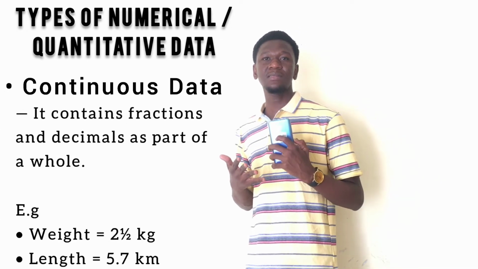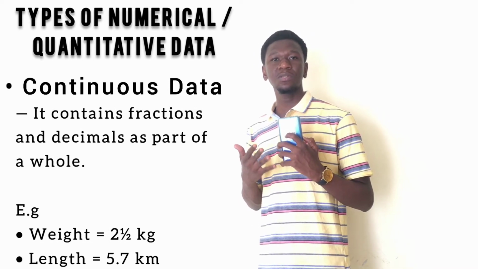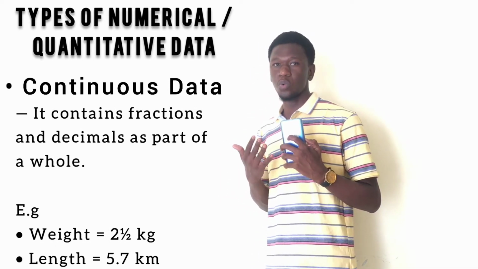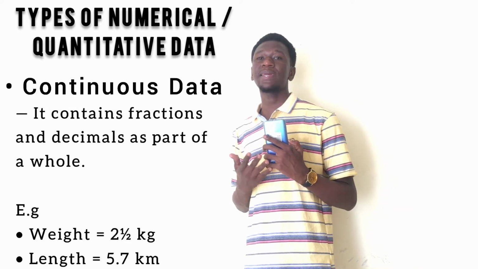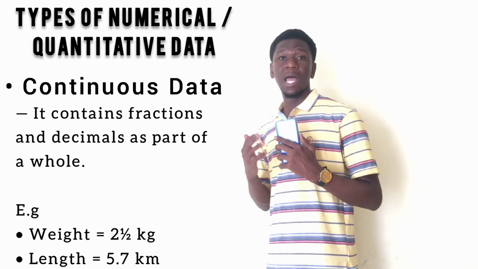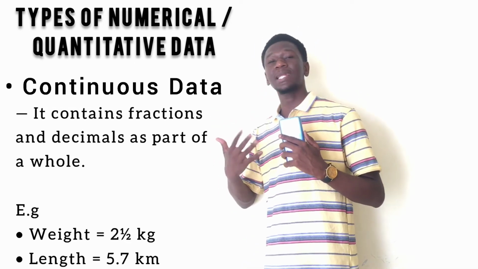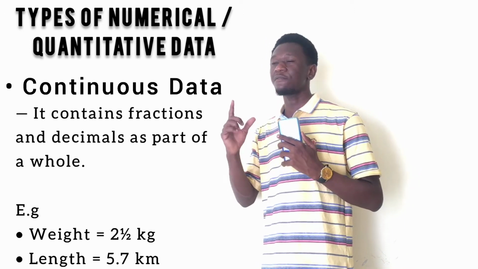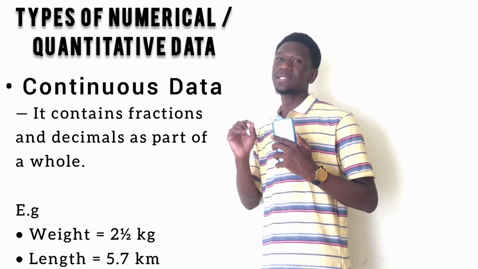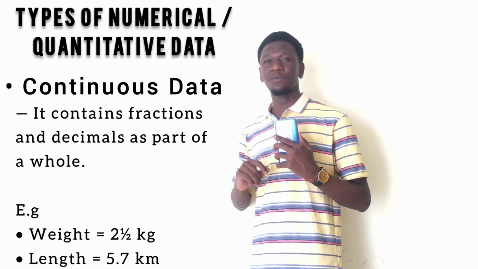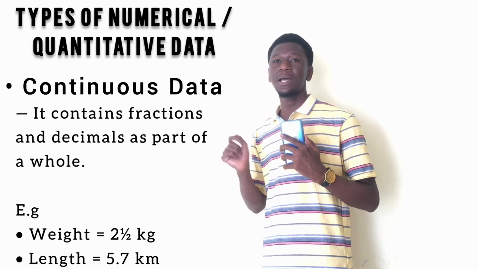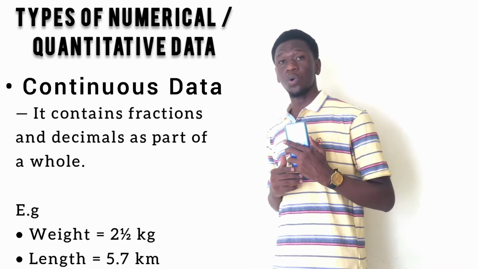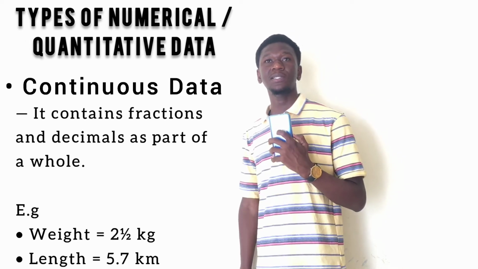It contains fractions and decimals as parts of a whole. For example, weight and length. Katika continuous data, hapa ndo tunazile tupresent katika namba nzima. Unaweza kupresent katika mfumo wa sehemu, au unaweza kupresent kwa kupitia desimali. For example, 5.7, 5.7, 5.8 and so on. That is so called continuous data.